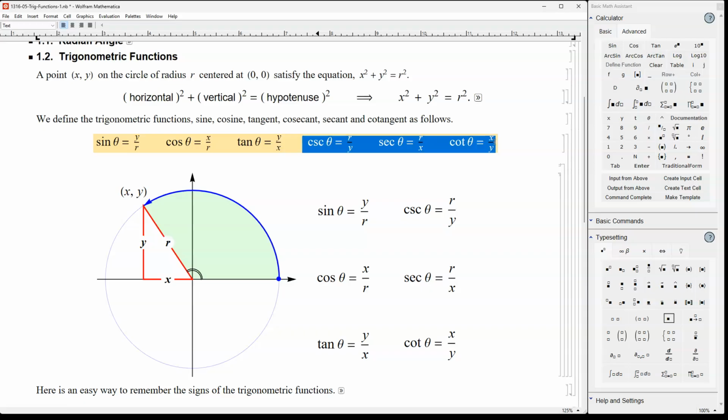And then what are their signs? It depends upon the signs of x and y. R is always positive, remember. So in this picture, in this case, second quadrant, x is negative, y is positive. So cosine is negative, sine is positive, tangent is negative. You can get all those from the second quadrant.